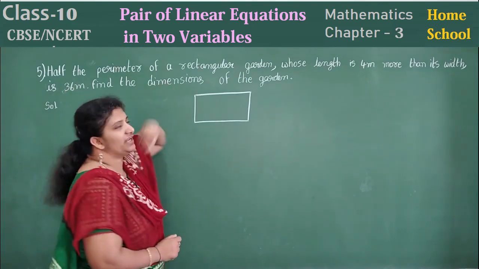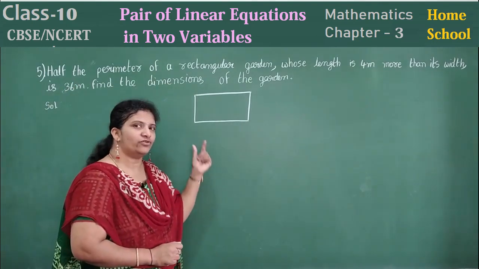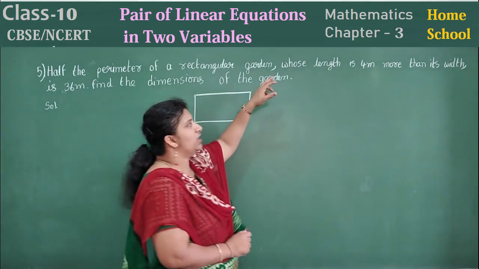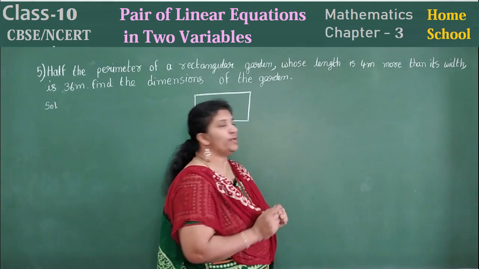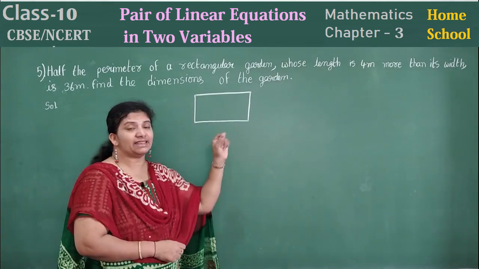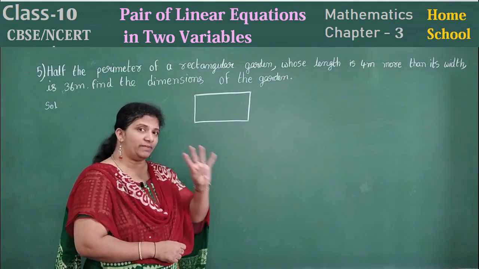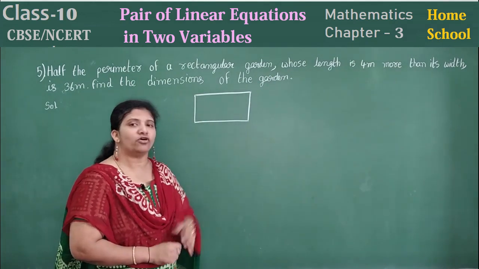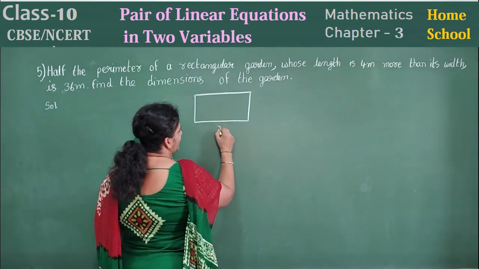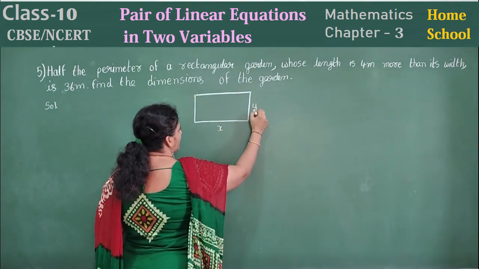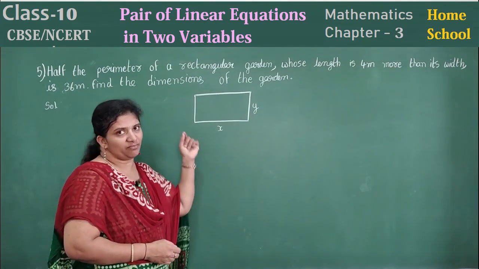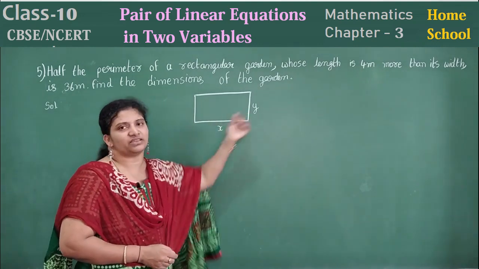Half the perimeter it seems. Half of 2L plus 2B. Still there is something more. What is that? Whose length is 4 meters more. Understand the question carefully here. 4 meters more means, let us assume length as X and breadth as Y. Let the two dimensions be length and breadth. Let the length be X and breadth be Y.